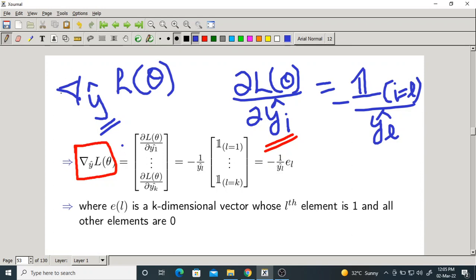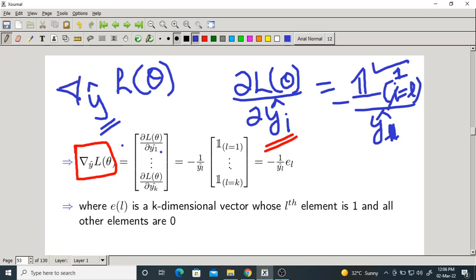As I told you, gradient means you have to take the partial derivatives. It is a combination of partial derivatives. So what do I do? ∂L(θ)/∂ŷ1, up to ∂L(θ)/∂ŷk, because it has k elements. So already you know from this equation, what is ∂L(θ)/∂ŷ1? Here i equals 1, that's why l equals 1 by ŷl.